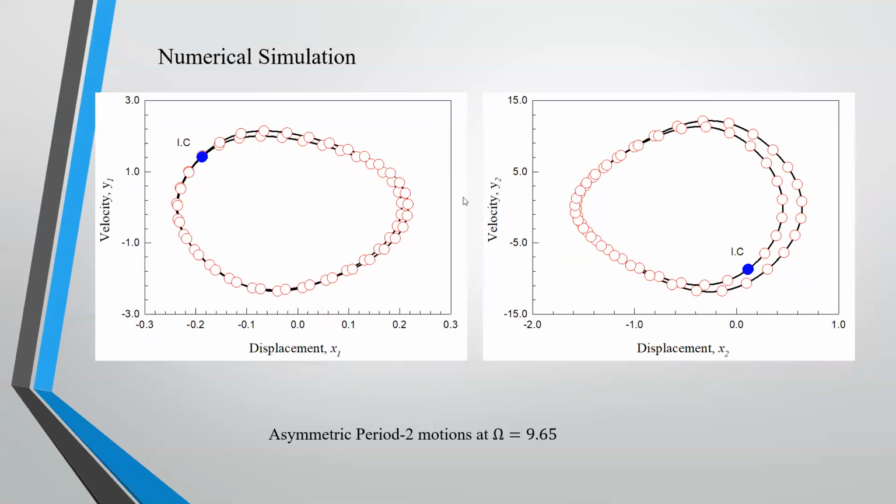And here is the asymmetric P2 motion at omega equals 9.65. This is very close to the period-doubling bifurcation point. So you can see here that there are 2 loops. These 2 loops are very close because this point is very close to the bifurcation point. The shape is very similar to the asymmetric P1 motions because their omega values are very close.